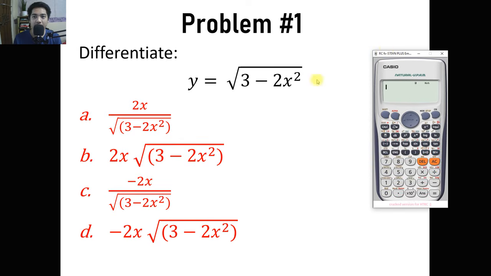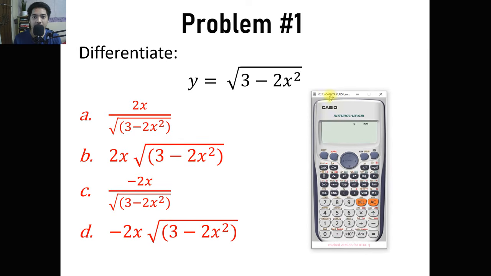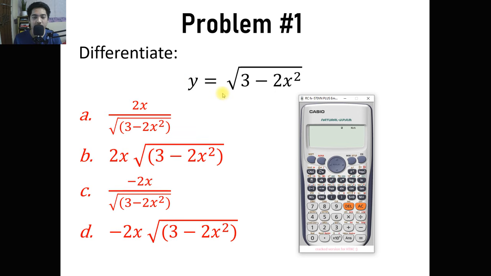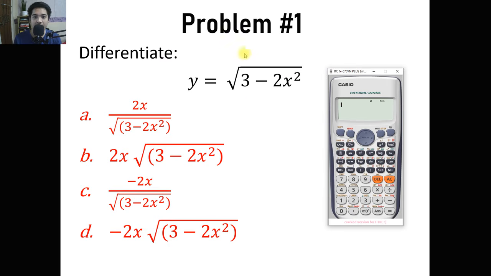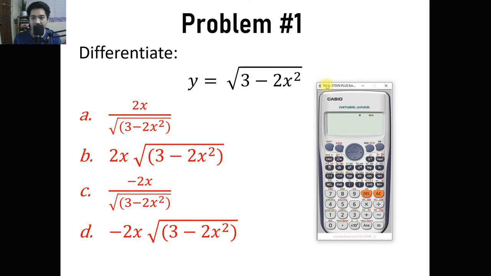So for number 1, we have to differentiate this function. We have y equals square root of 3 minus 2x squared. The very first thing that we're going to do is differentiate this in our calculator. There is a function of the calculator that can differentiate this with a given value of x. But we know that we have no given value for x, so we will be inputting a small value of x.